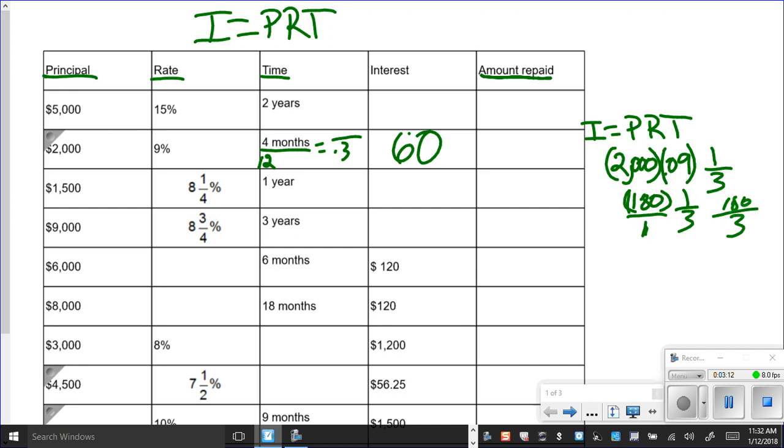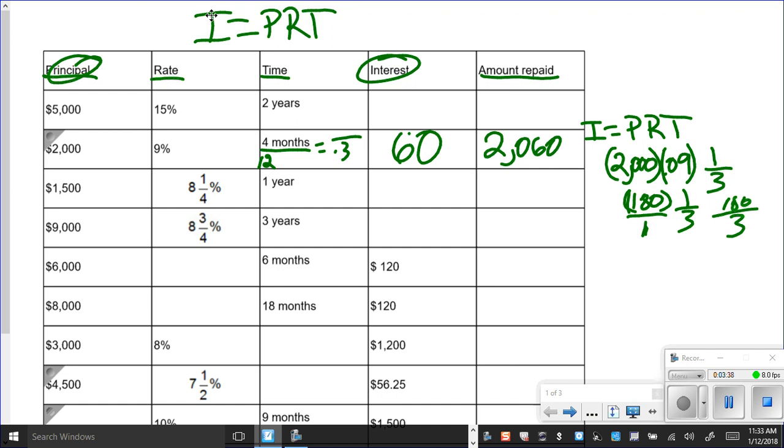There's one more section here, and that's amount repaid. To find the amount repaid, you have to add the interest and the principal. So for this one, we put $2,000 in at a 9% interest rate for 4 months. We got $60 as our interest. Our total amount repaid is $2,060. All right, let's go on to another one.